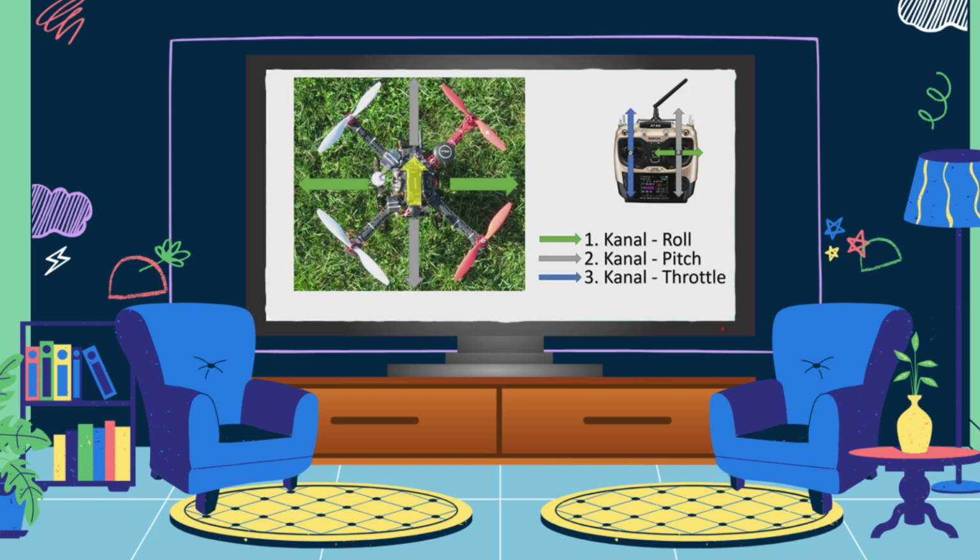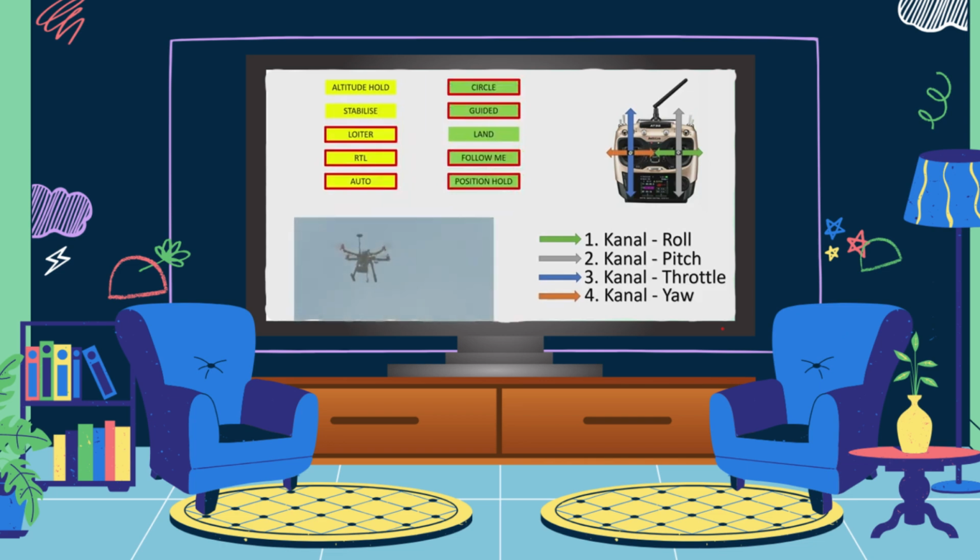It's also the only channel on the controller that stays in the position where you leave it. The fourth channel is the yaw channel, which makes the drone rotate around its own axis.